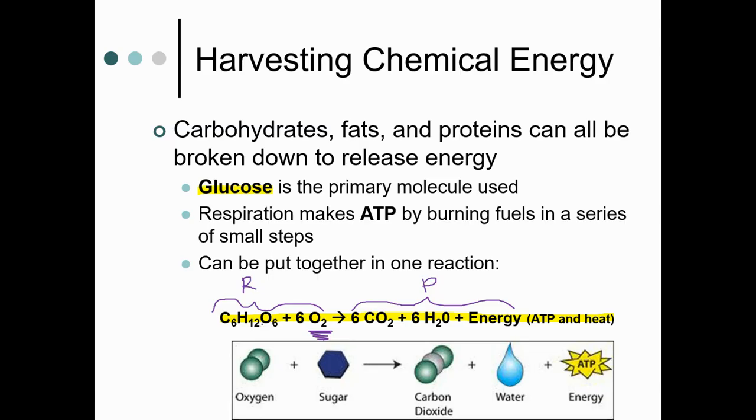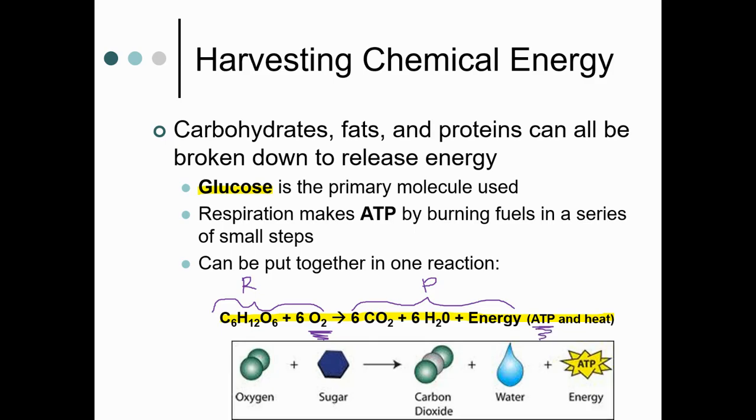So I have two reactants in cellular respiration. I've got glucose and oxygen, and I have at least three products. I've got carbon dioxide, so this is why we exhale CO2, why we breathe out. I'm going to produce some water, which is just going to be in our cells, and then we're also going to produce energy.